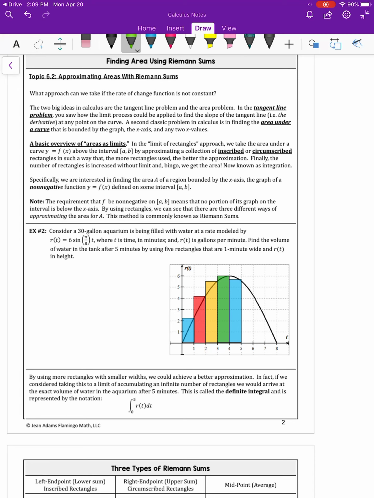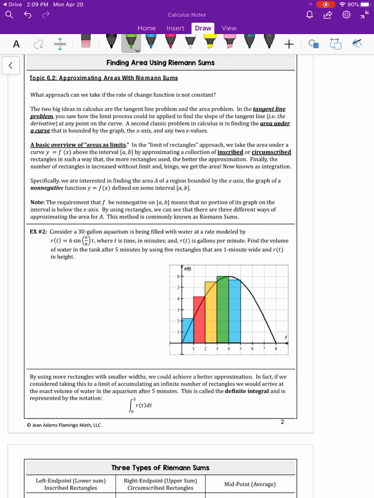Consider a 30-gallon aquarium being filled with water at a rate modeled by R of t equals 6 sine of pi over 8t, where t is time in minutes and R of t is gallons per minute. Find the volume of water in the tank after 5 minutes by using 5 rectangles that are 1 minute wide and R of t in height.